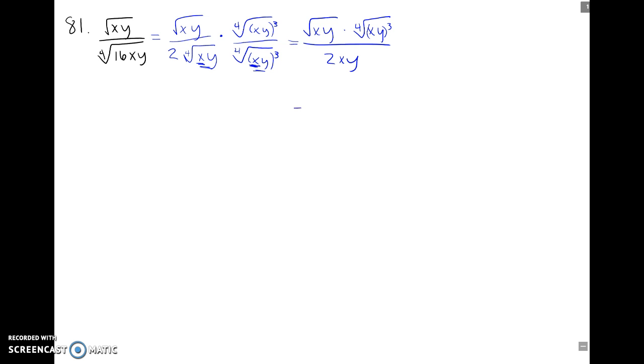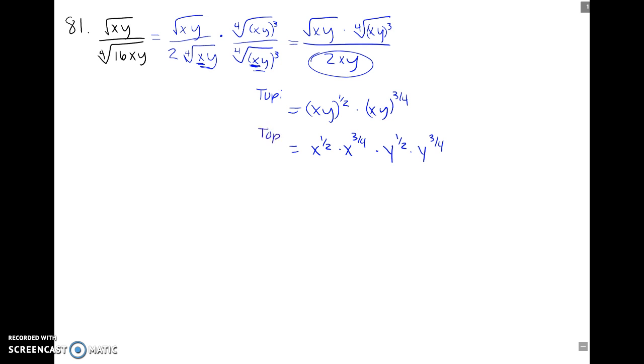So that gives me xy to the 1/2 times xy to the 3/4. And I'm going to apply the exponent to the x's and y's, so x to the 1/2 times x to the 3/4 times y to the 1/2 times y to the 3/4. And this is all still over the 2xy at the bottom. I'm just simplifying the top right now.